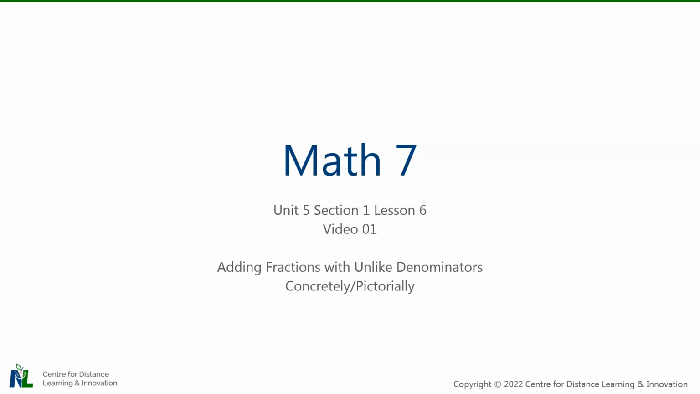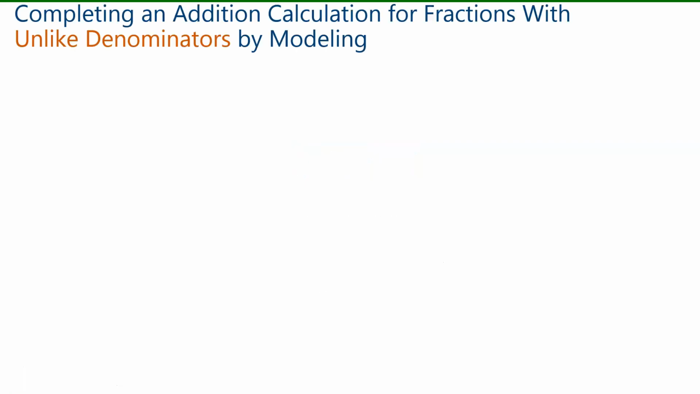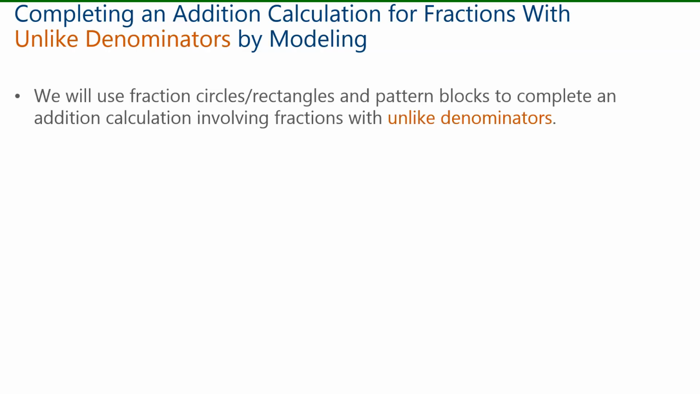As we continue in the first section of Unit 5, we will now begin to add fractions with unlike denominators, and in this lesson we will use modeling, pictures, and visuals. In the first video of Lesson 6, we will do this using fraction circles or rectangles and pattern blocks. And as we did in adding fractions with like denominators, we will examine two types of questions.